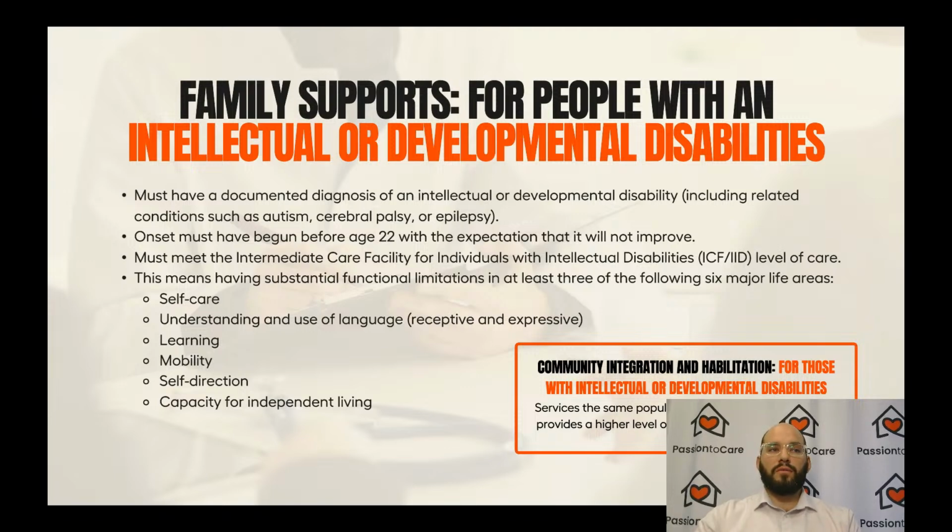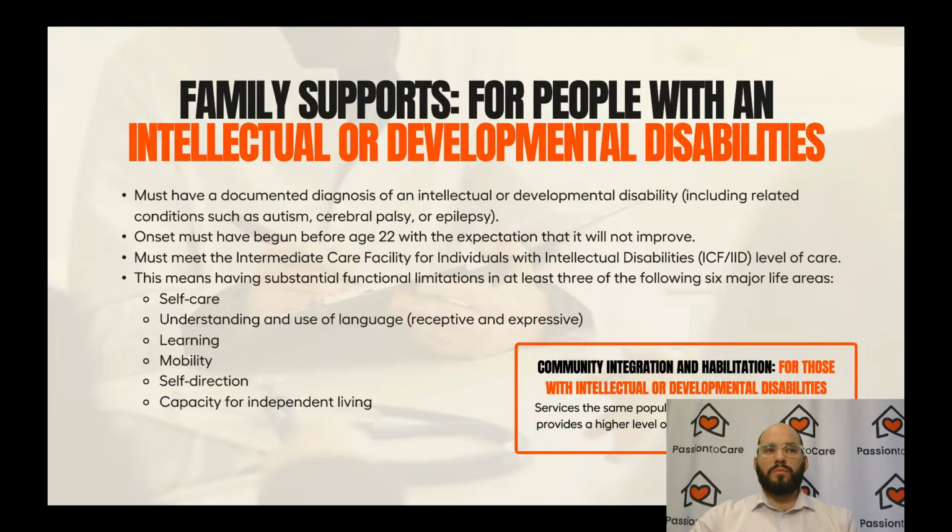These are for things like autism, cerebral palsy, and epilepsy, and other related diagnoses. Onset must have been before the age of 22, with the expectation that it will not improve. There's slightly different diagnostic criteria for qualifications that are listed below, with 3 deficits and limitations in 3 major life areas: self-care, use of language, learning, mobility, self-direction, and capacity for independent living.